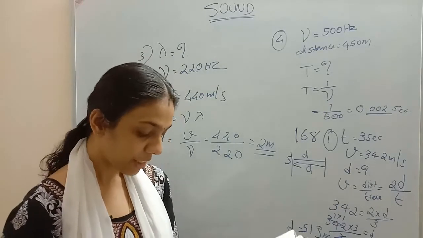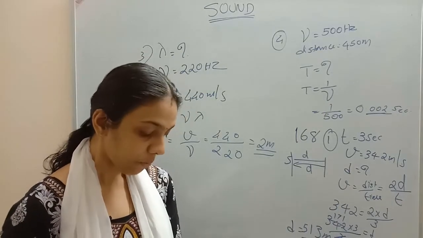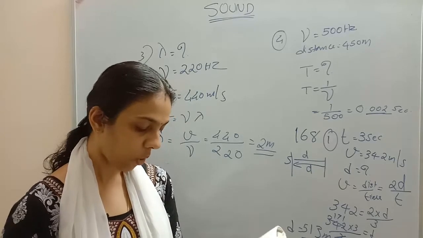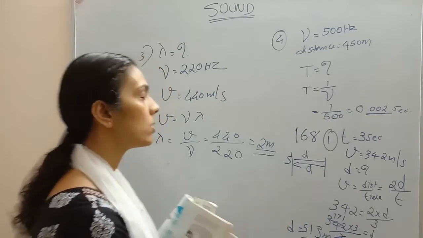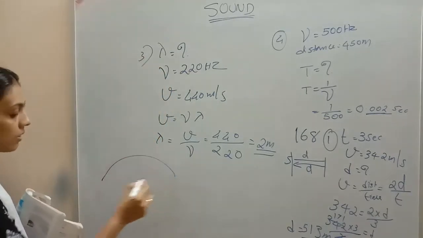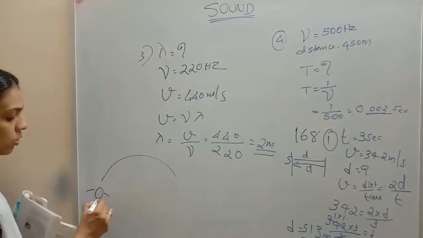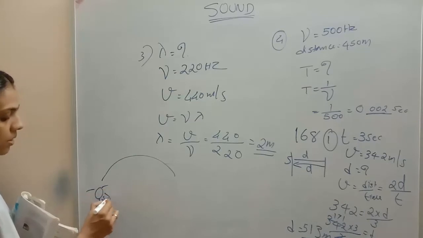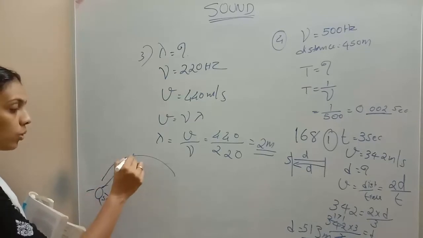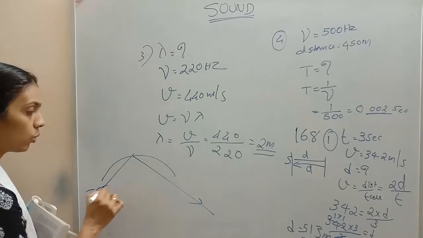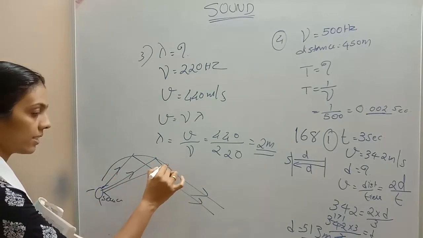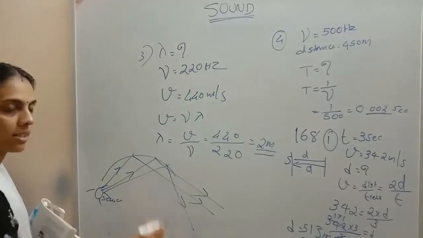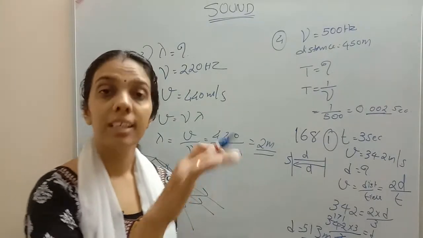Then next is in page number 169. Why are ceilings of concert halls curved? See, if it is a curved one, what will happen? This is the source of sound. From this, sound is coming. It will go here, reflect, and it will go to all the corners. This is the reason concert halls are of curved shape.